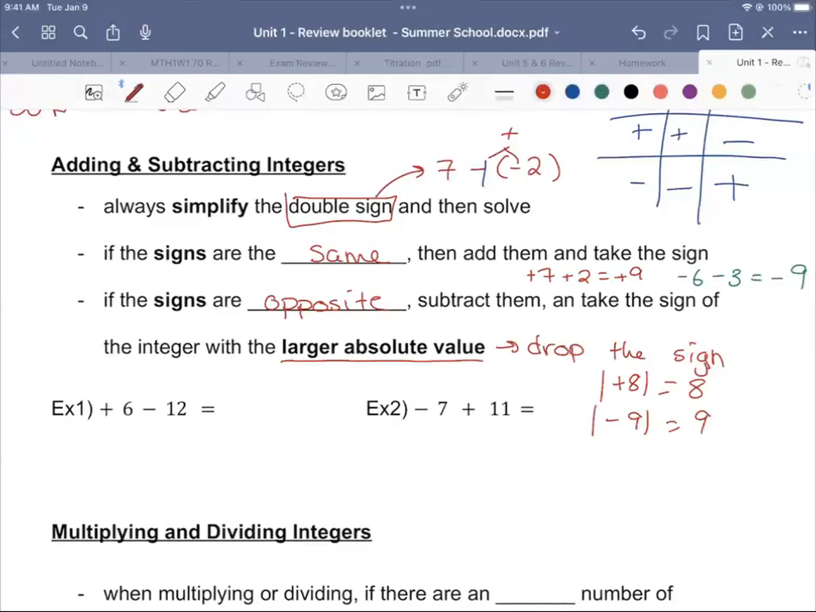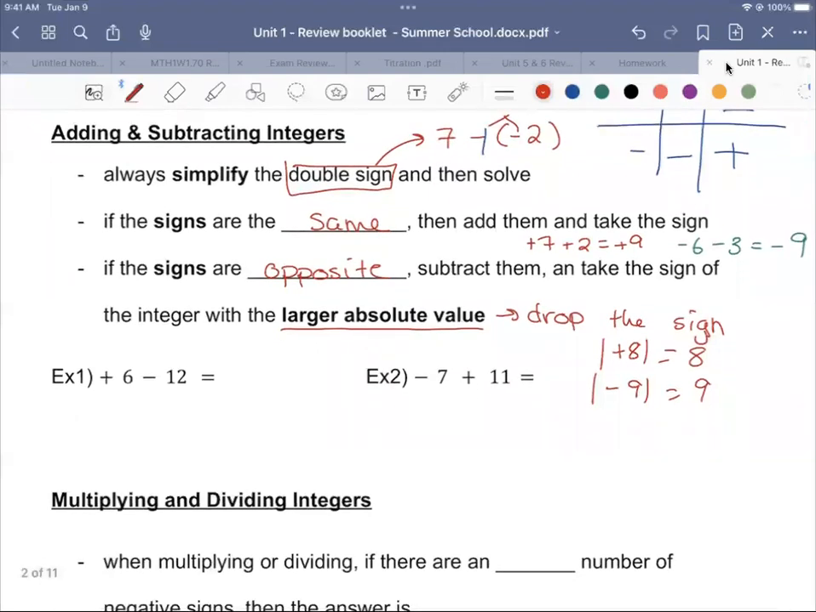And now if we move on and we look at some examples, we will start off with example 1. So example 1 gives us +6 minus 12. We have a positive and a negative, so these signs are opposite. So I'm going to subtract the two values. I've got 12 minus 6 is going to give me 6, and then take the sign of the integer with the largest absolute value. -12 has an absolute value of 12, 6 has an absolute value of 6, so -12 is the larger one, and that means we have a -6 for our sign.